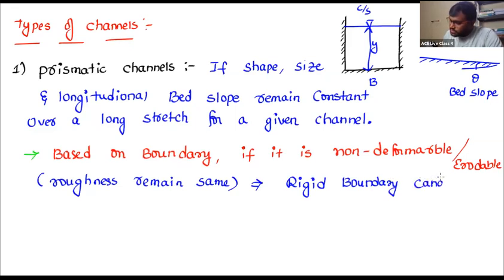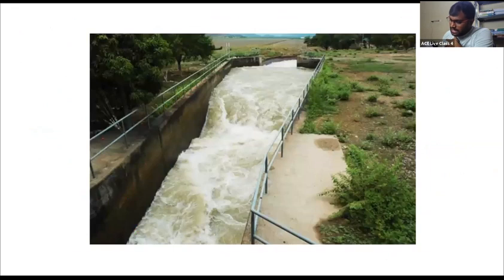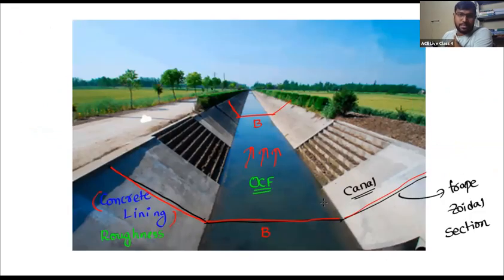Now, my dear students, can I say if roughness is the same, the rigid boundary canal is nothing but a prismatic channel? Okay. For the rigid boundary canal, it must be prismatic, which means the shape, size, and slope must be constant. Arey sir, you are saying everything is constant, then what is the variable over here? You see, the depth of flow is going to be the variable. My dear, whenever you observe this condition, this channel is going to be the same.